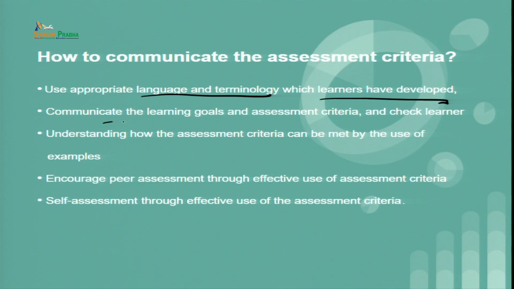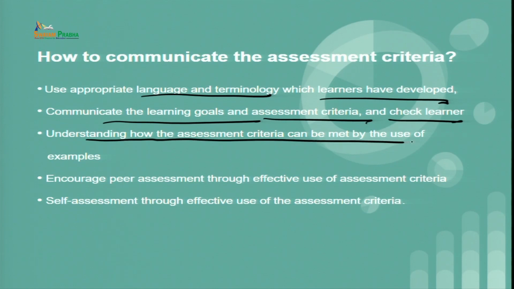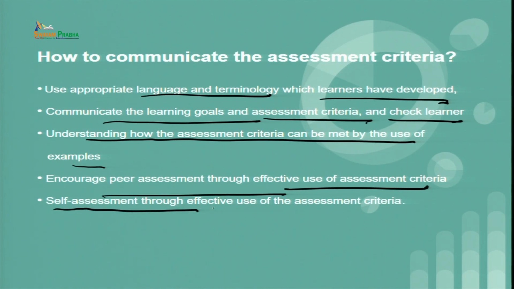Besides, you should communicate the learning goals and assessment criteria and check with the learner to know where you have reached so far. And besides that, you should understand how the assessment criteria can be met by the use of examples. Incorporating examples would make learning and teaching easy. Encourage peer assessment through effective use of assessment criteria, and more than that, you should think of self-assessment through effective use of the assessment criteria.